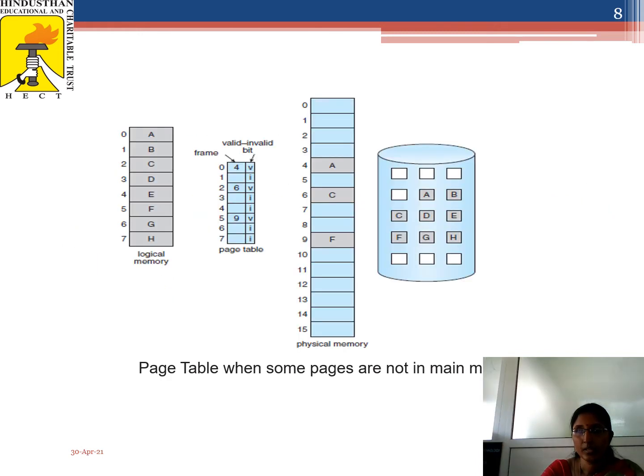In this diagram, it clearly shows how the logical memory of a process is divided into equal size pages, and then the corresponding page table is given in this diagram. The page table gives the details about in which frame a particular page is loaded in main memory. In addition to that, it has the valid as well as invalid bit. If the page of a particular process resides in main memory, it is represented with a valid bit. Otherwise, it is represented with an invalid bit.